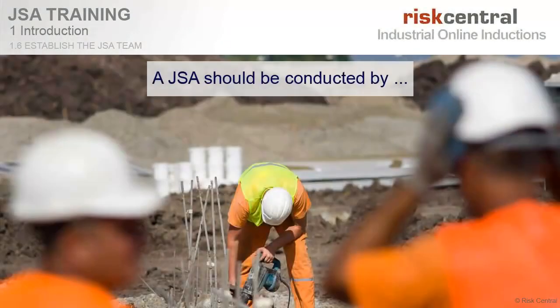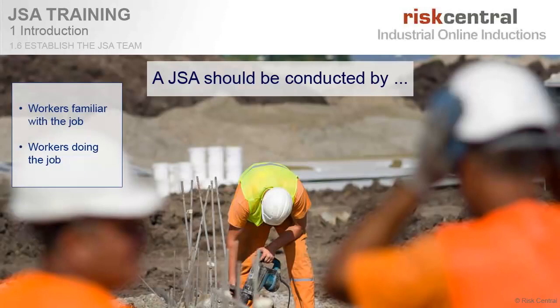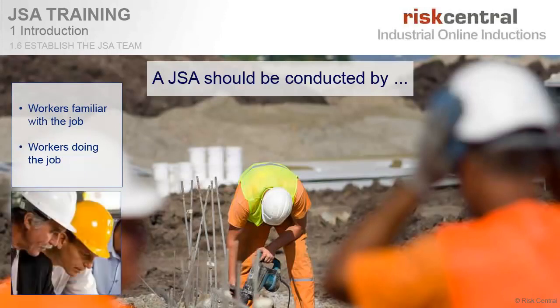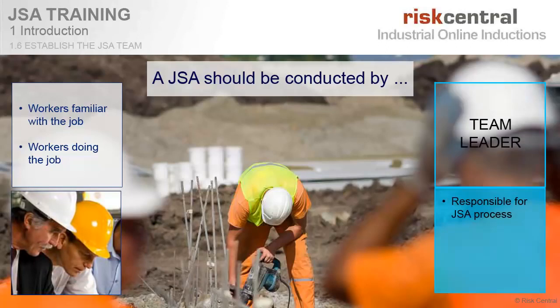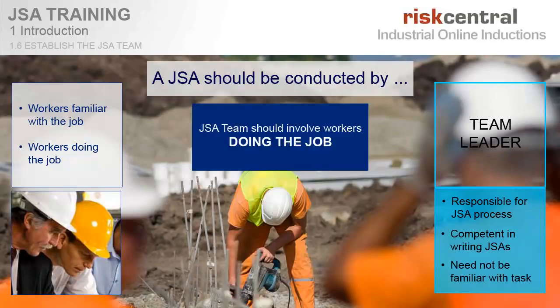A job hazard analysis should be conducted by a team familiar with the task. The team should include workers familiar with the job, workers who are going to do the job, and if applicable, supervisors or other relevant specialists. A team leader should be nominated who is responsible for ensuring that an appropriate JSA process is followed. The team leader should be competent in developing, facilitating and writing JSAs. The team leader does not necessarily have to be familiar with the task under analysis if the selected team members are. The team should involve those who are doing the job and not those who happen to be available at the time.